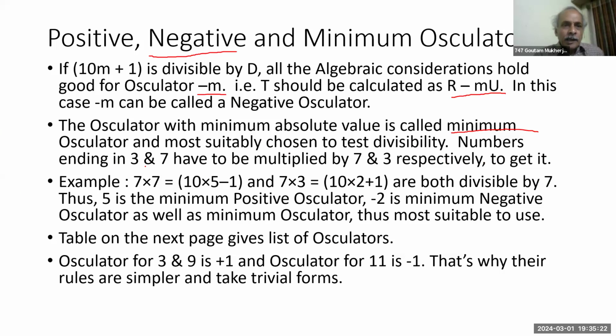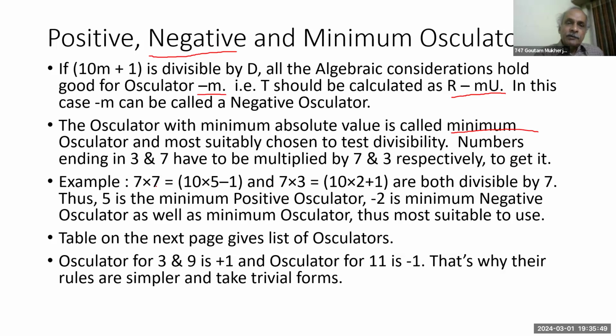Numbers ending in 3 and 7. Earlier, we said that numbers ending in 3 and 7 should be multiplied by 3 and 7 respectively, so that they end in 9 and we get the positive oscillator. But here I am telling the other way. Numbers ending in 3 and 7 have to be multiplied by 7 and 3 respectively. Ending in 3 should be multiplied by 7, ending in 7 should be multiplied by 3.